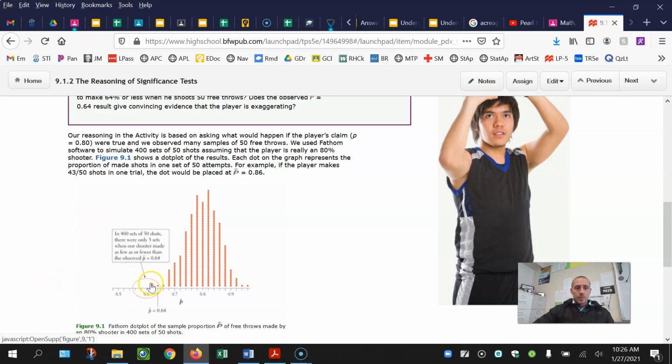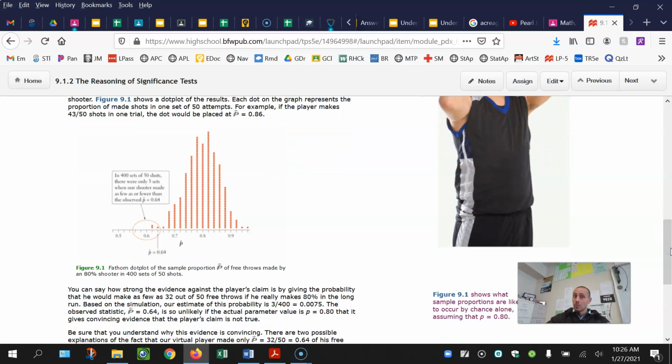The likelihood that somebody makes 64% or less, if they're an 80% free throw shooter, only happened three times out of 400. That's less than 1%. For an 80% free throw shooter to make 64% or less of, in this case, 50 shots. Now we have, wow, that's some strong evidence against this player's claim that he or she makes 80% of their free throws. So we start to think they might be lying and that the real value is less than 80%.